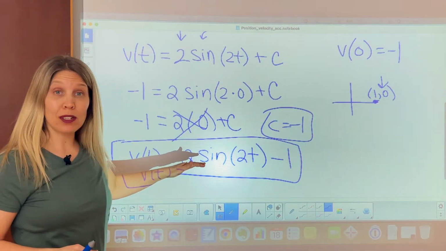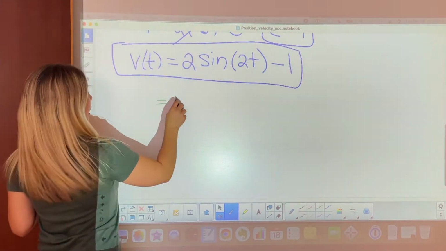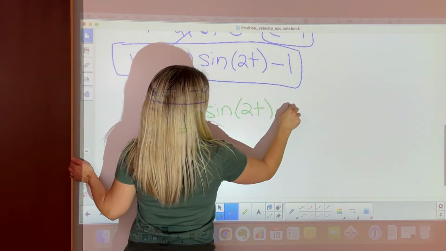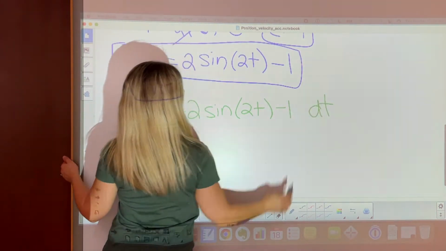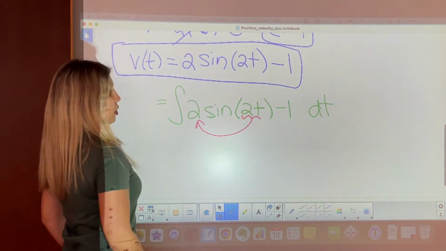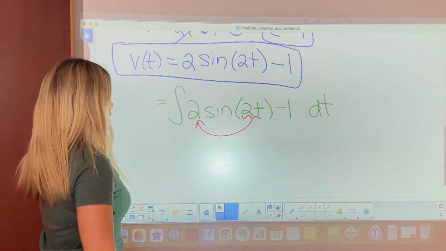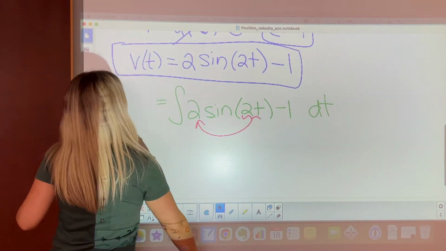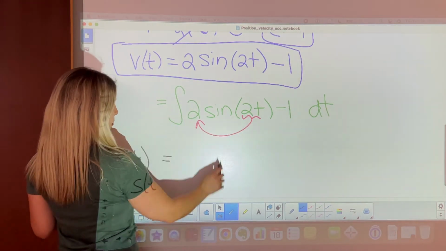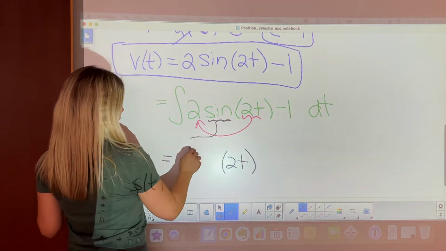Now that we have our velocity equation, we have to integrate one more time to get our position equation. We're going to integrate velocity to get position: 2 sine 2t minus 1 dt. All right, now, derivative of the inside piece shows up, so that's great. We don't have to do anything with that. Remember, that will not show up in our answer. So when we go to integrate, we're now getting our position equation. The 2 does not show up. The inside piece stays the same. Then you integrate the outside piece.